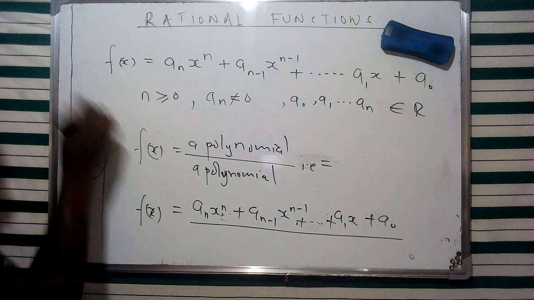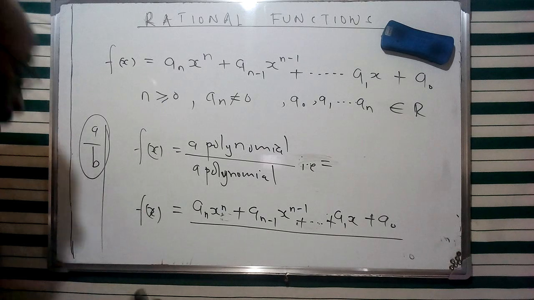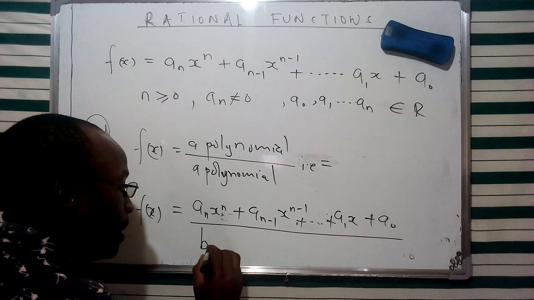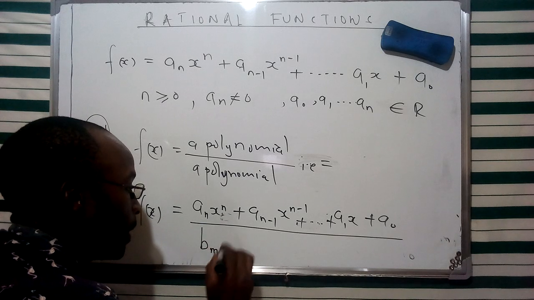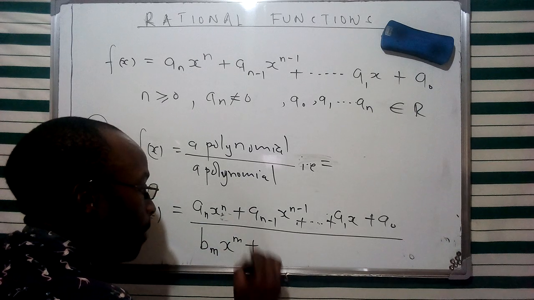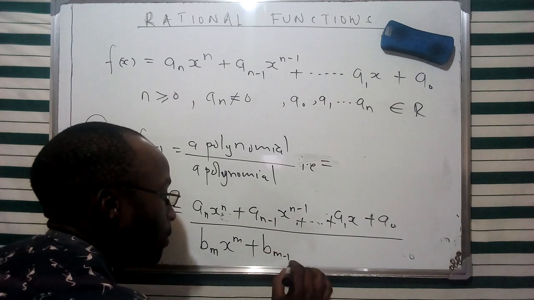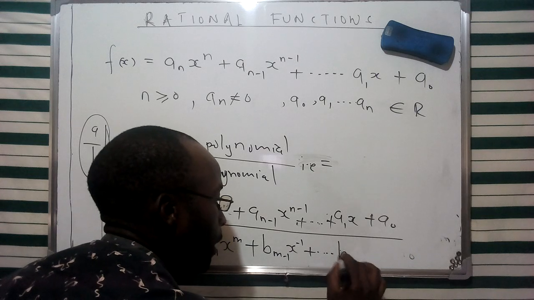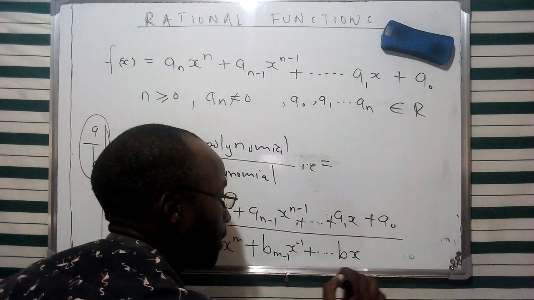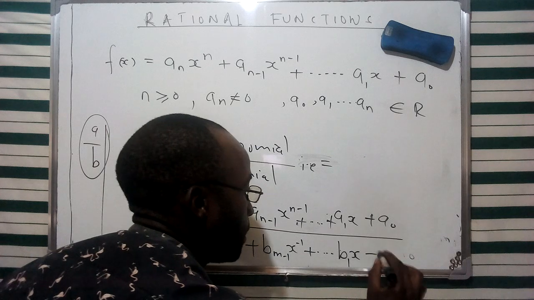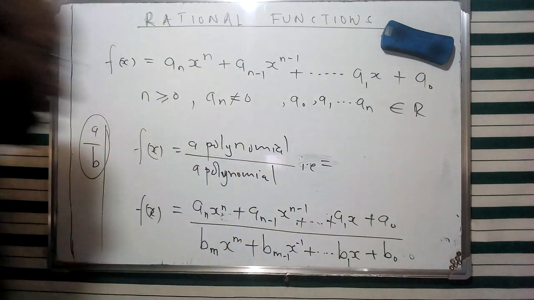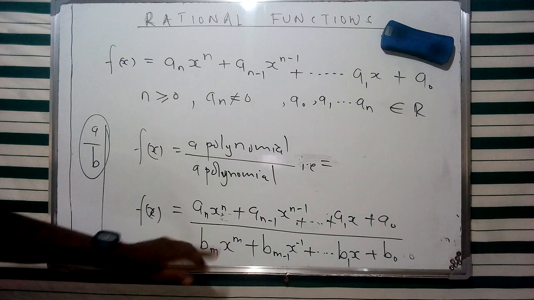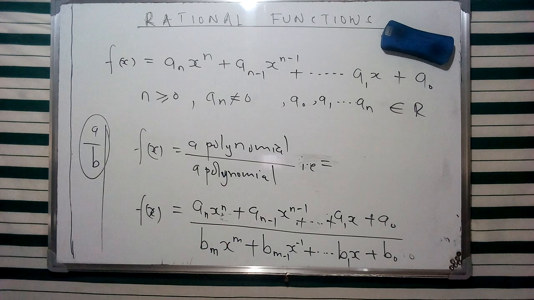So I said it's going to be given in this specific format by using another polynomial, b_m x^m + b_{m-1} x^{m-1} and so on, continuing to b_1 x, plus b_0. So as we can observe from this representation, this is a set of two polynomials which have been given in terms of a fraction.